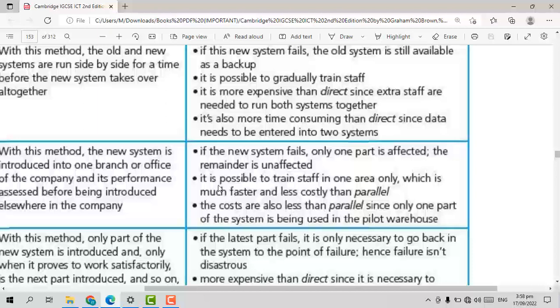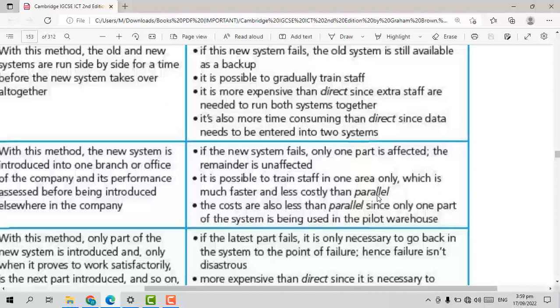It is possible to train staff in one area only, which is much faster and less costly than parallel. In the branch where I implemented the new software, I can train the staff over there, only the staff over there, right? That's why it's less costly than parallel, because I'm only going to have one group of people working on that system.